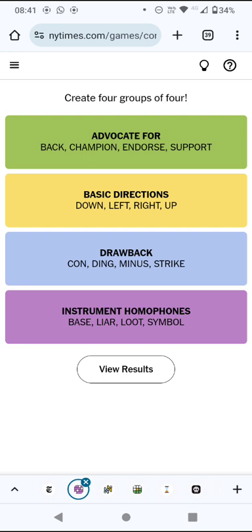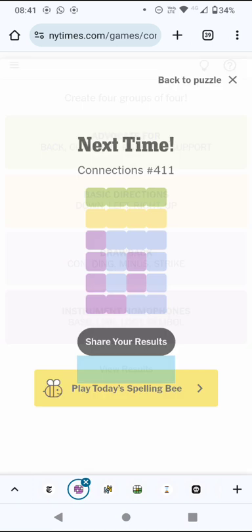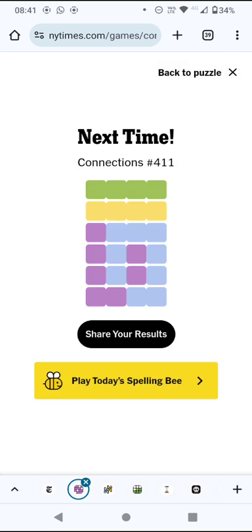Okay. I'll accept that. Even in my accent, they are sort of homophones. Yes, that's better than the last time they had homophones. And then drawback: a con, a ding, a minus, and a strike. I feel like I should have got that as well. Interesting. Not quite sure where I was getting stuck there, because those are definitely gettable groups, but I did not get them. And that is a connections failure.